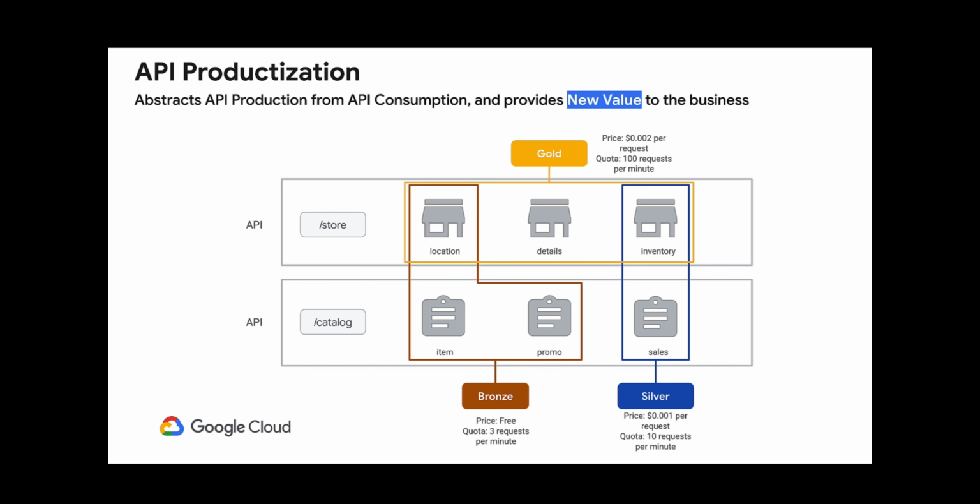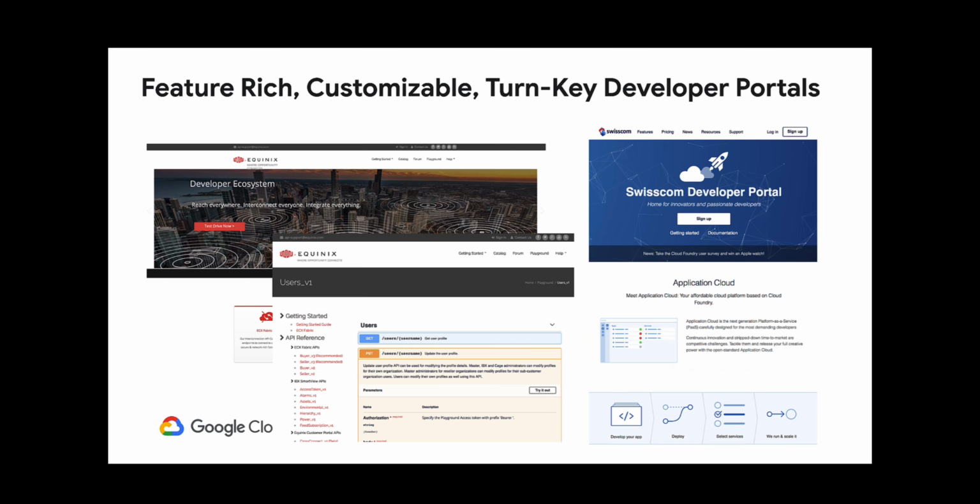API productization is about abstracting API production from consumption and providing new value to the business. Think of it like organizing Lego bricks into box sets. You group related API endpoints into logical products with different access tiers like gold, silver, bronze, and associated quotas and potentially monetization rules, making it easier for your developers to understand and consume your APIs.